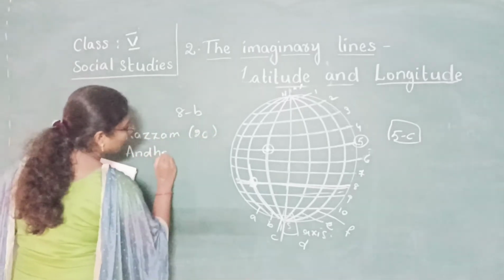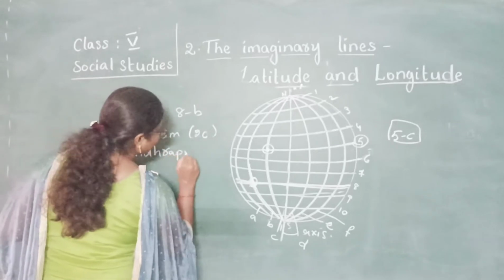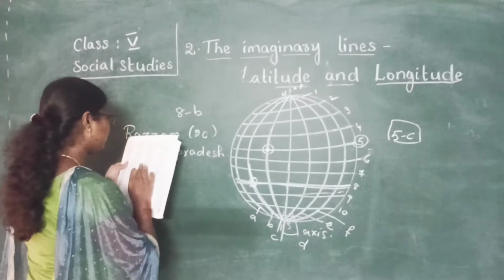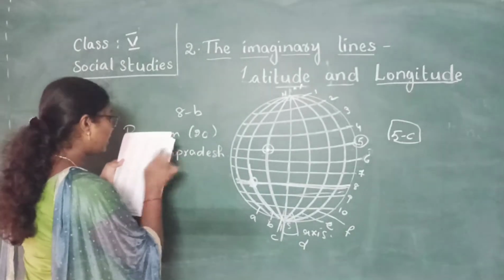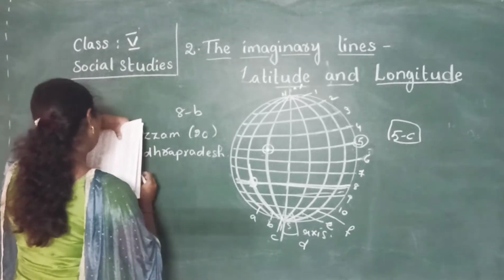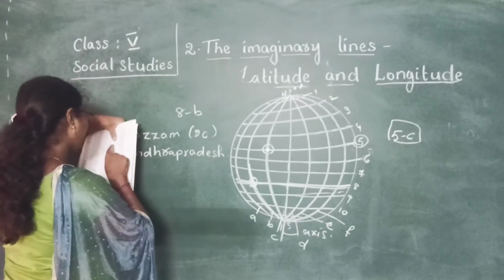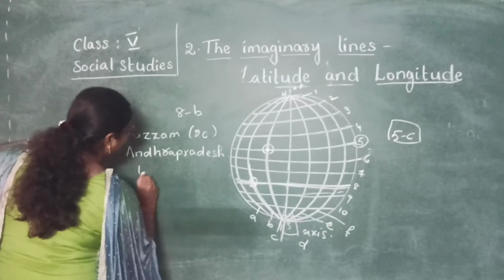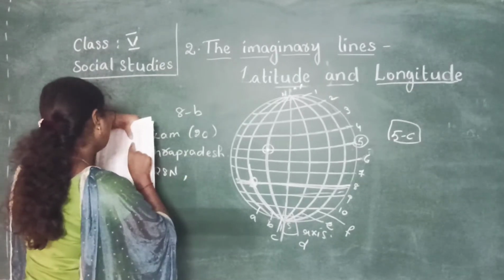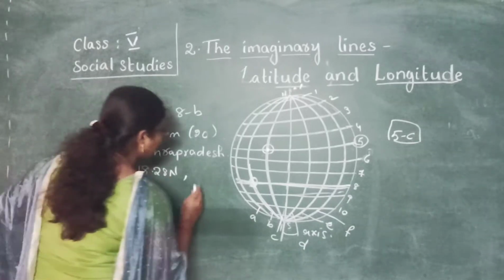It is in Andhra Pradesh. Right, and the latitude and longitude numbers are, just a minute, Nana, 18.28 north and 83.48 east.